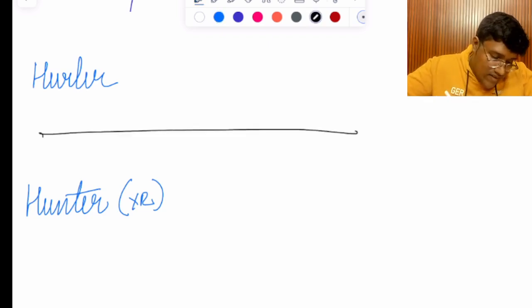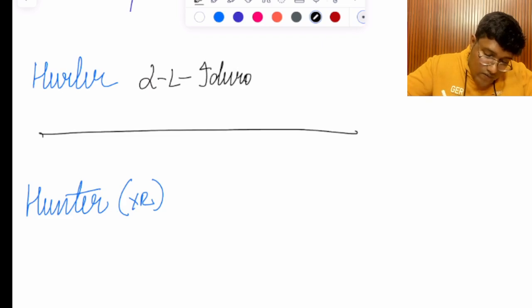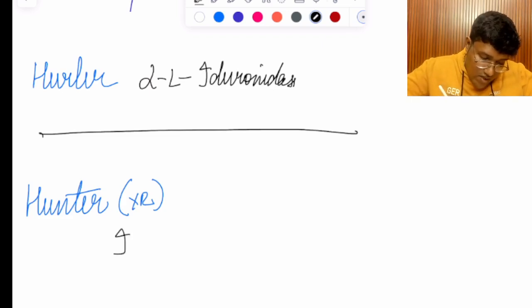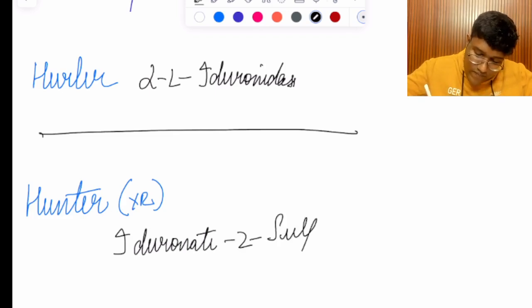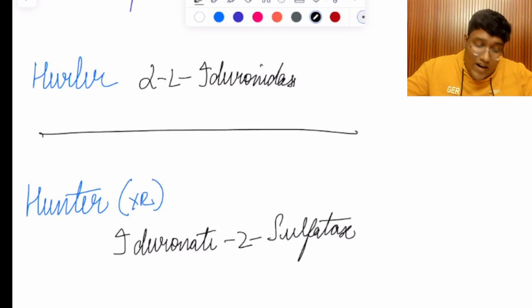So first, what are the enzyme deficiencies? Hurler is alpha-L-iduronidase. Alpha-L-iduronidase. Hunter is iduronate 2-sulfatase. Okay, that's all. And Hunter, remember the name Hunter itself.